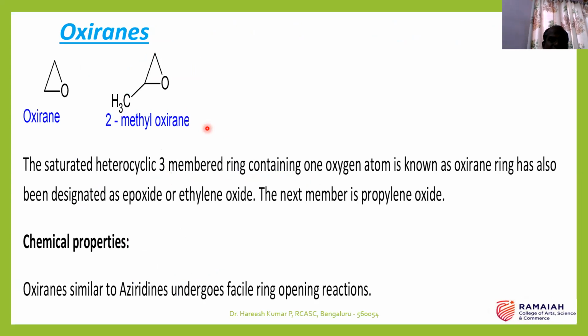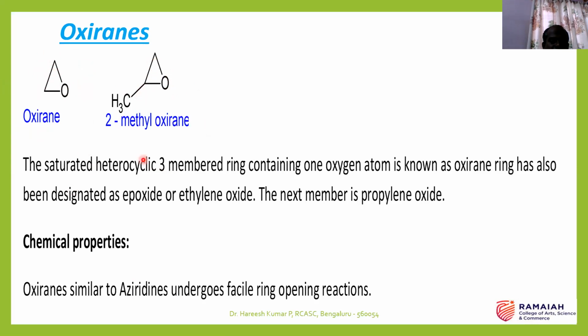Next, we are discussing one more three-membered heterocyclic compound called oxirane. In a three-membered ring, if nitrogen is present, it is called aziridine. If oxygen is present, it is called oxirane. This is the substituted one; more particularly, 2-methyl oxirane is the name of this compound. Then we go to the saturated heterocycles. Saturated means there is no double bond.